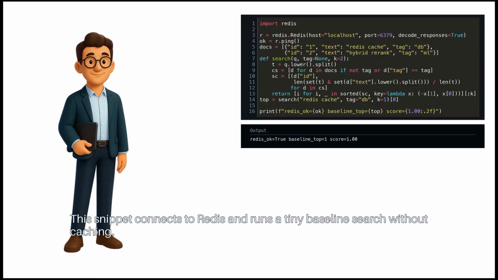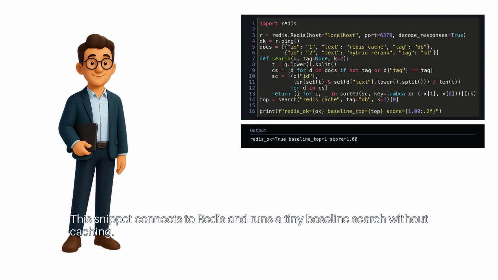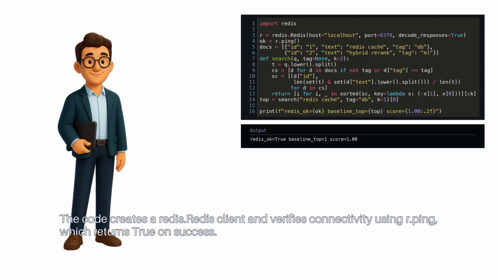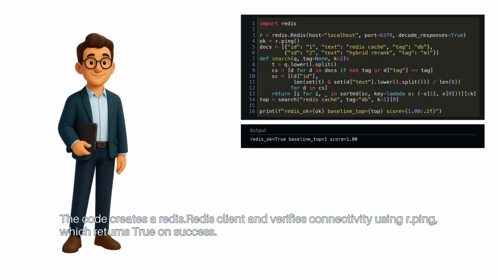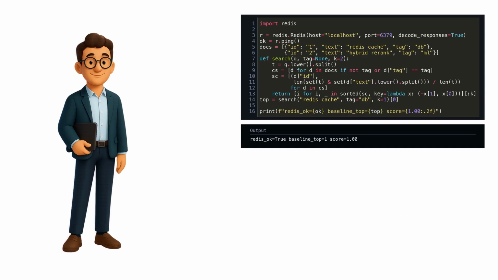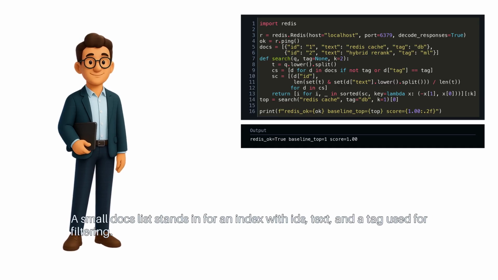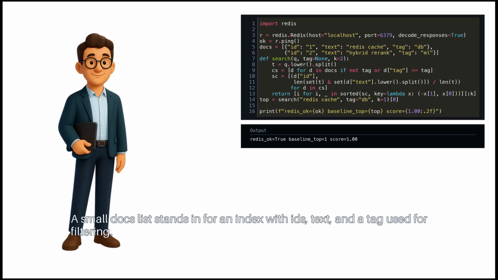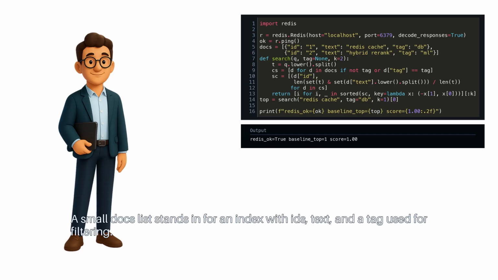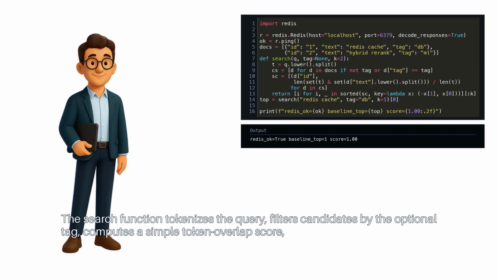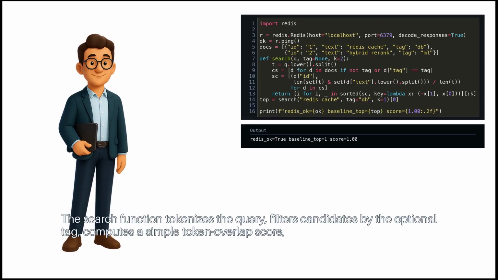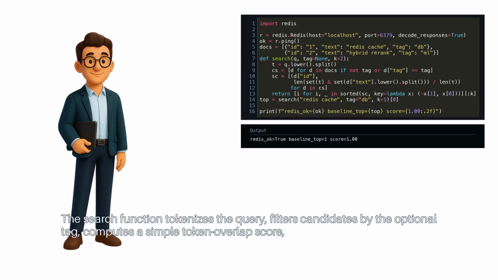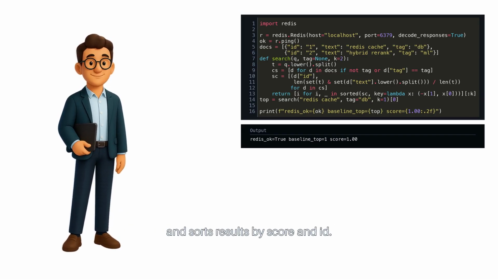This snippet connects to Redis and runs a tiny baseline search without caching. The code creates a redis.Redis client and verifies connectivity using r.ping, which returns true on success. A small docs list stands in for an index with IDs, text, and a tag used for filtering. The search function tokenizes the query, filters candidates by the optional tag, computes a simple token overlap score, and sorts results by score and ID.